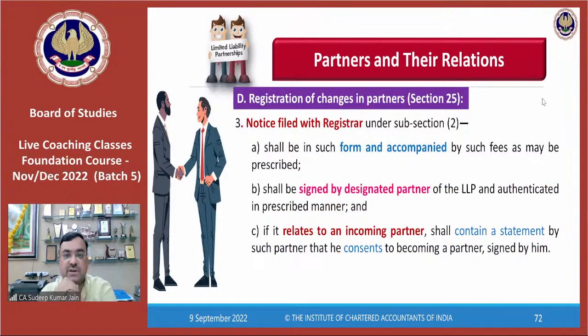Notice filed with the registrar under subsection 2 shall be in the prescribed form and with prescribed fees, signed by the designated partners, and if this form is for the admission of a new partner, then the consent of the new partner should also be submitted to the ROC.